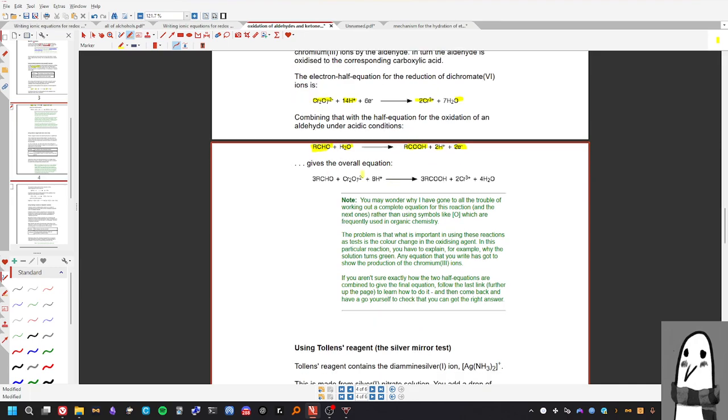Now he has split everything rather than using symbols like O. The problem is that what is important in these reactions is the color change in the oxidizing agent, because that's how you determine it. You have to explain, for example, why the solution turns green. Any equation you write to explain that has to show the production of Cr3+. If you aren't exactly sure how the two half equations are combined, okay.